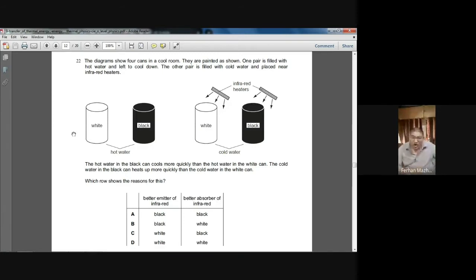Whether black will absorb heat or emit heat depends upon its temperature and the temperature of the surroundings. If the body which is black has a temperature higher than the surroundings, then the black body will be a very good emitter of infrared radiation. If the temperature of the body painted black is less than the temperature of the surroundings, then it will be a very good absorber of infrared radiation. So the option is A. Do you understand this concept? Yes, sir. A.